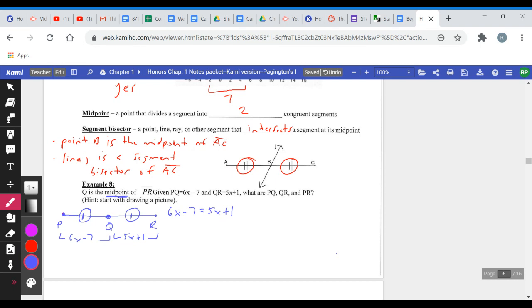Okay, now I want you to pause the video again, and I want you to go and solve for x, plug back in for PQ, QR, and PR to get those answers, since that's what they're asking for. And then I want you to see if you can find a quick way to check to see if your answers are correct.